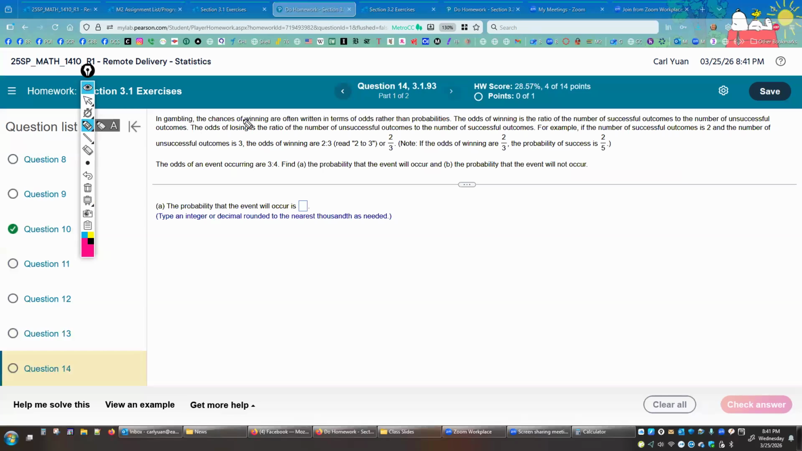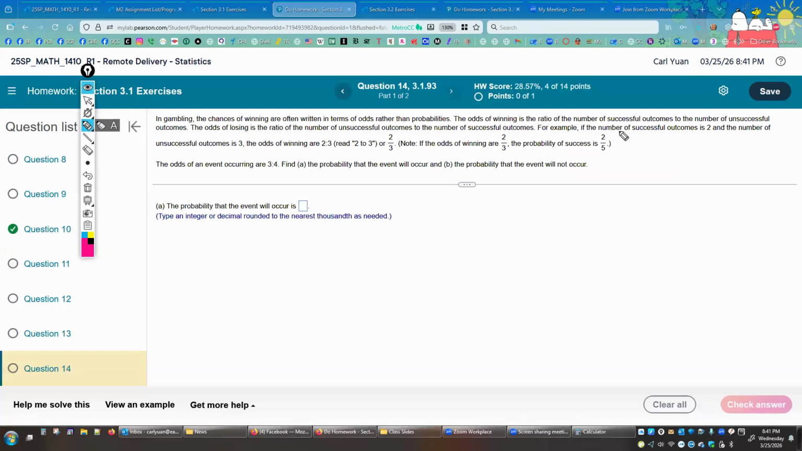In gambling, the chances of winning are often written in terms of odds rather than probabilities. The odds of winning is the ratio of the number of successful outcomes to the number of unsuccessful outcomes. All right, so this means, for example, the odds of losing is the ratio of the number of unsuccessful outcomes to the number of successful outcomes.